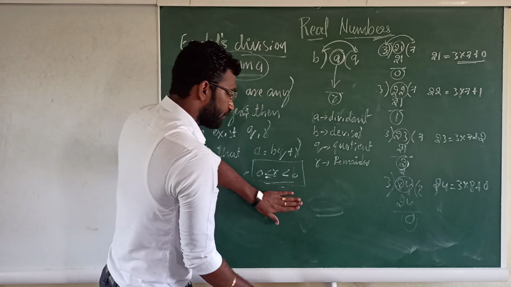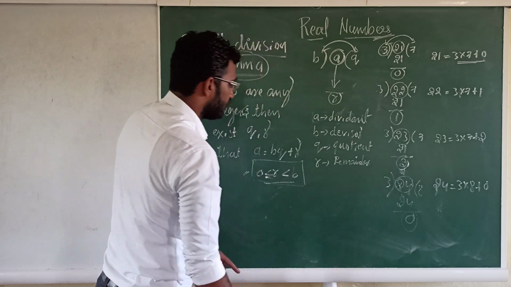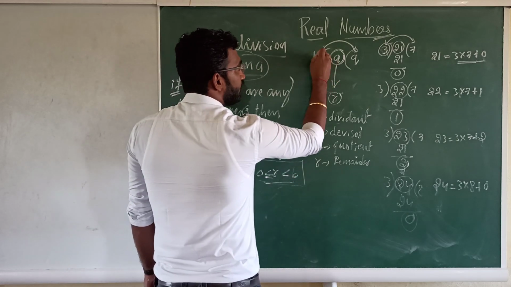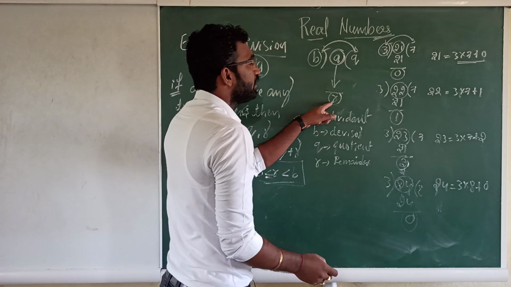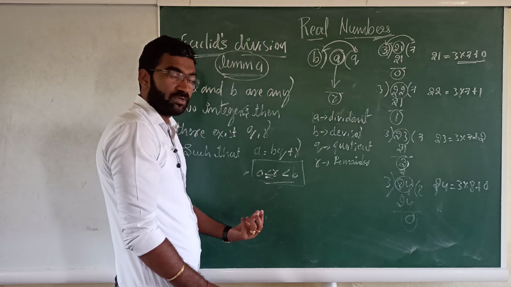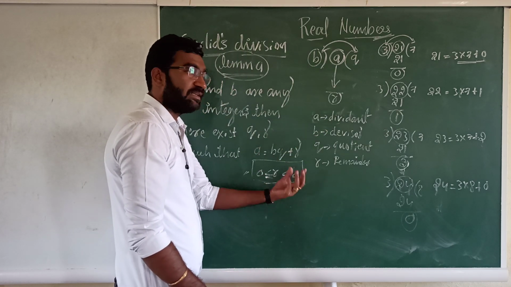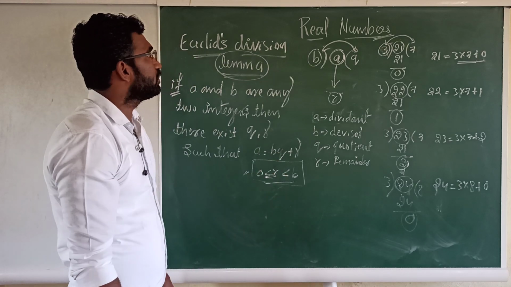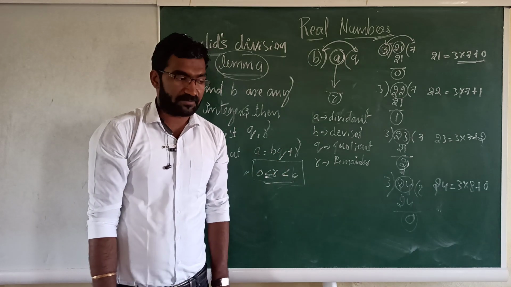So if you are dividing any number by b, the remainder must be less than b and greater than or equal to 0. It starts from 0, so it is one number less than b, right? That is what Euclid's division lemma says.